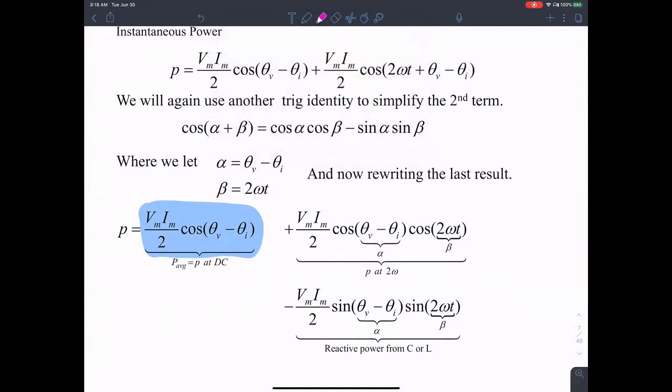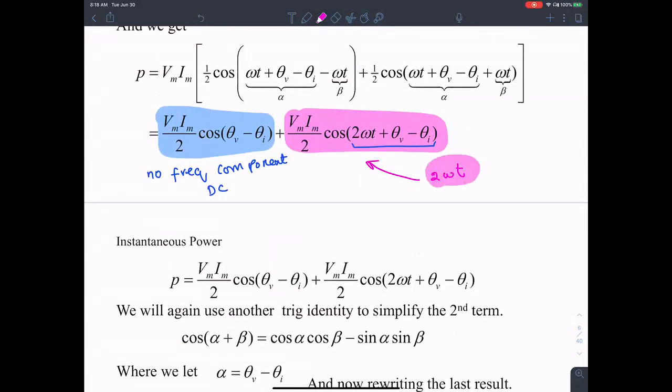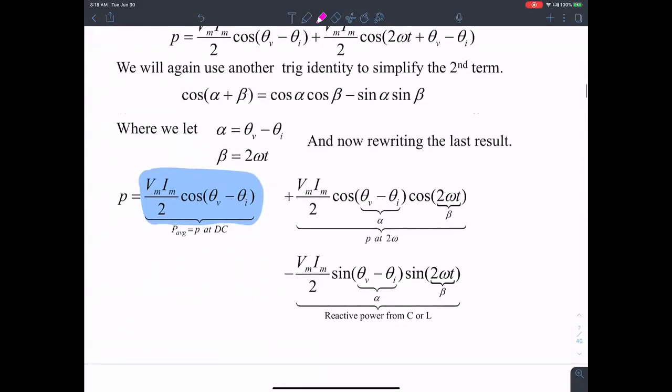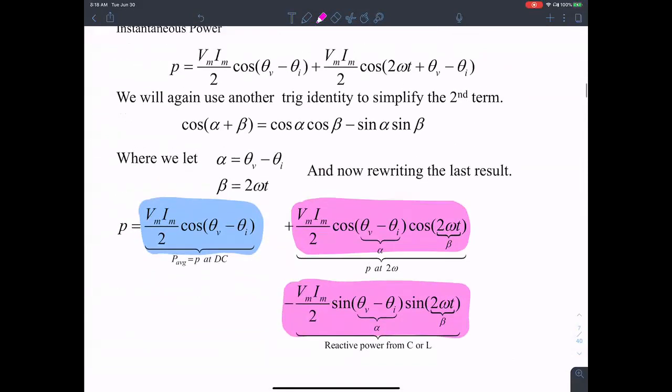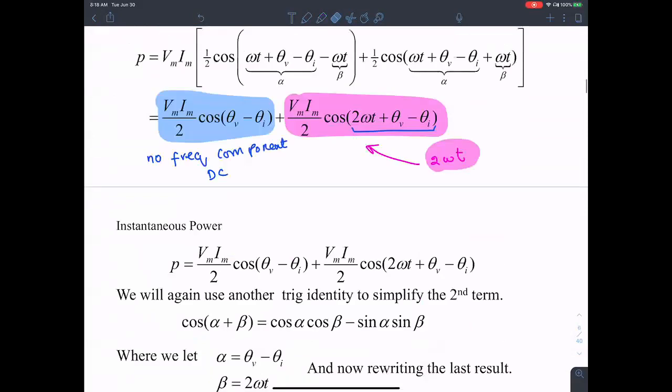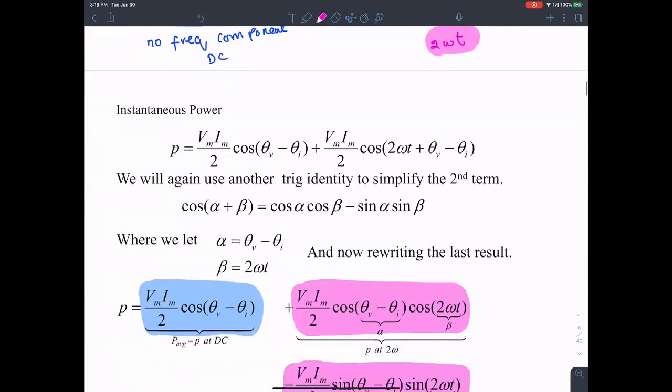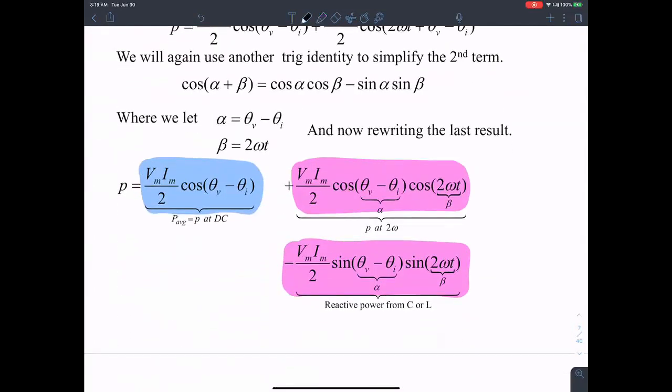The only thing that changed is this guy, the one shown in purple. Okay, the one with 2 omega t. All I have done is to write that as a cosine term minus a sine term. All I have done is use cosine of alpha plus beta equals cosine alpha cosine beta minus sine alpha sine beta. So that term within the brackets here can be expanded to incorporate a sine and cosine term. Okay, so that's the idea.